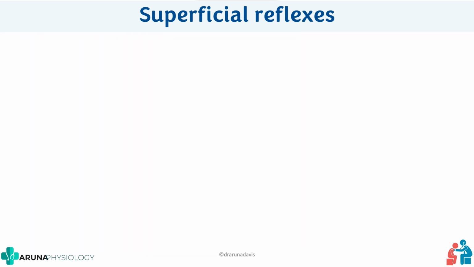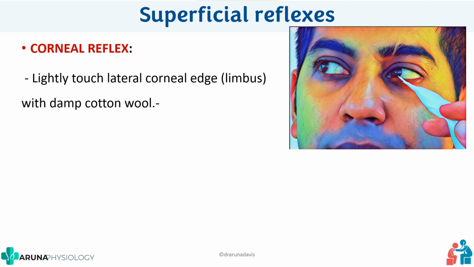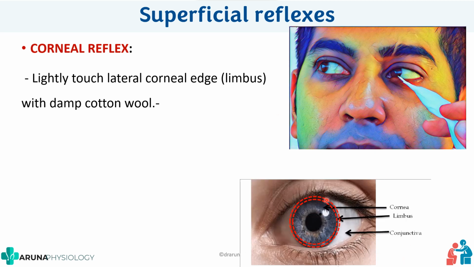The next reflex is the corneal reflex. The procedure is the same as that of the conjunctival reflex, except that the position that we're touching is different. Here we lightly touch the lateral corneal edge, which is also called the limbus. In this picture, you can see that the limbus is the outline or the junction between the cornea and the conjunctiva. You're supposed to touch at the limbal area of the eyes for observing the bilateral closure of the eye. The effect is also the same. The only difference between conjunctival and corneal is the site of touch, which is the limbus for corneal reflex.